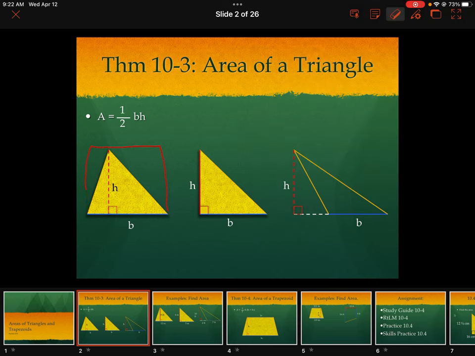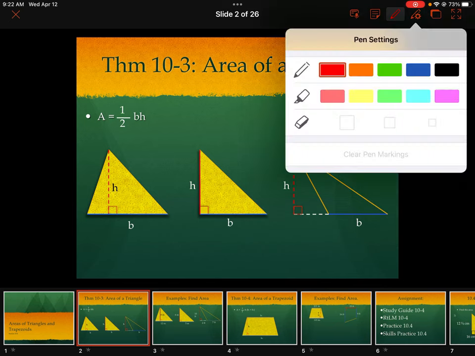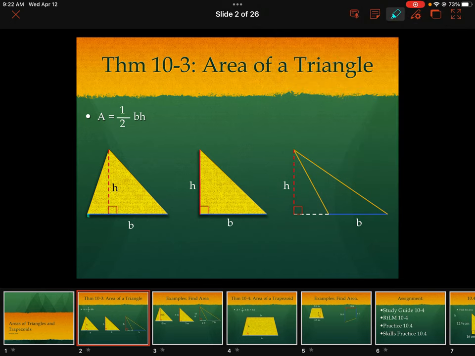So we use the formula 1/2 base times height. Your base and your height are segment lengths, and those segments are perpendicular to each other. So notice how the base is that blue segment at the bottom, and the height is the segment that's perpendicular to it. It just so happens to be right here. Perpendicular meaning it makes a right angle. So whatever those two lengths are, you multiply them, and then you take half of that.